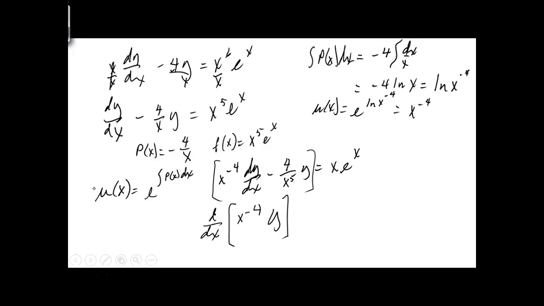Okay. Now let's stop and see. Product rule. The derivative of a product would be the derivative of this, minus 4x to the minus 5 times y, plus x to the minus 4 times dy. That's it, right? So that's exactly what we've got there. So that is equal to x e to the x.